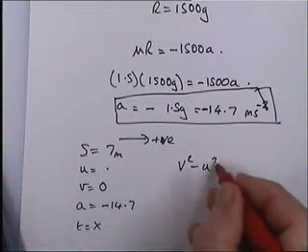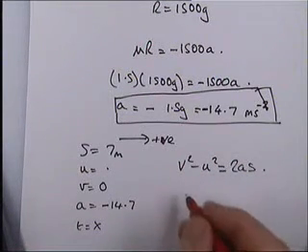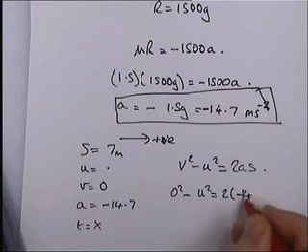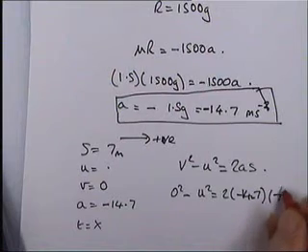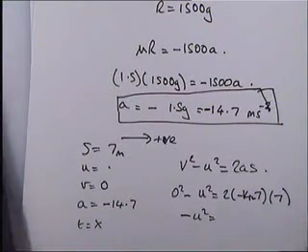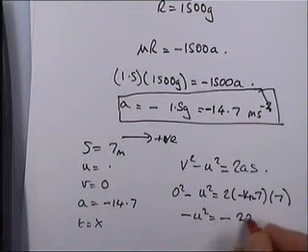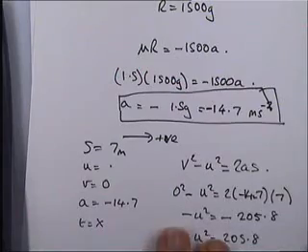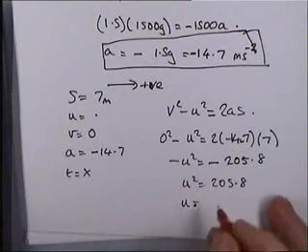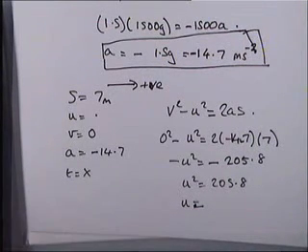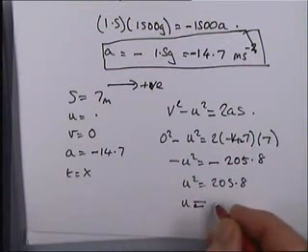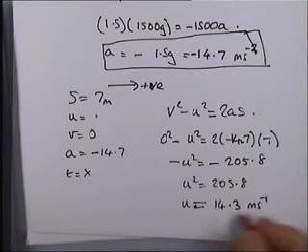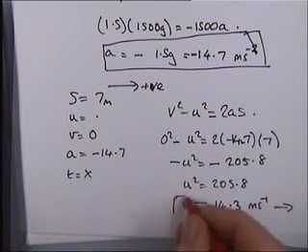And then selecting the correct SUVAT equation, you get v squared minus u squared equals 2as. So 0 squared minus u squared equals 2 lots of minus 14.7 times by 7. So minus u squared equals minus 205.8. So u squared equals 205.8. We haven't found u yet. We have to do that by square rooting the 205.8. And we get the initial speed of that particle, or that car, was 14.3 meters per second to the right, as defined on my diagram.